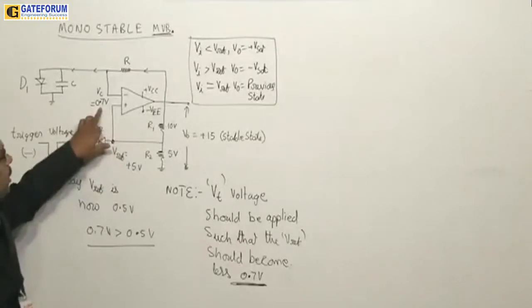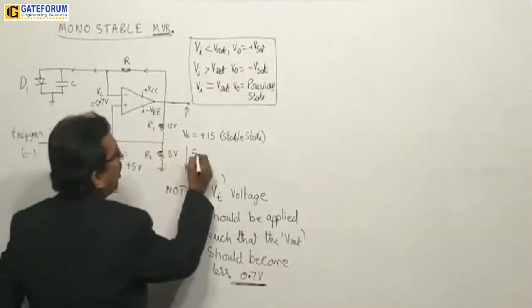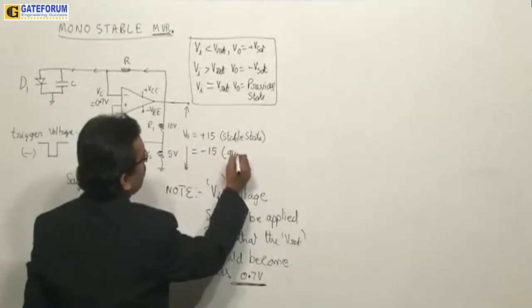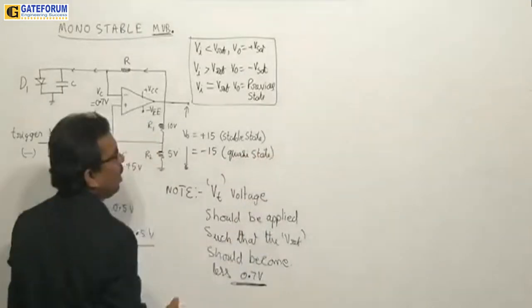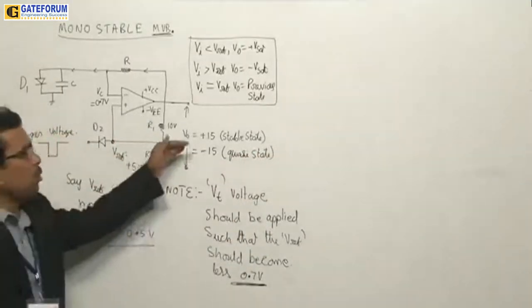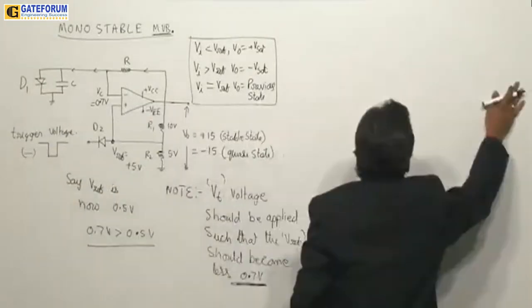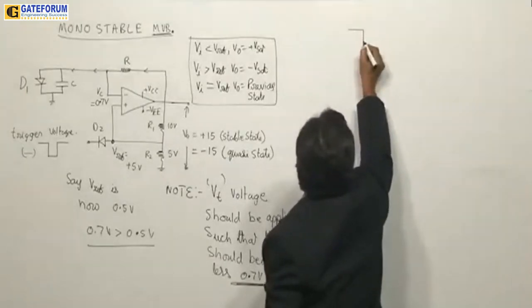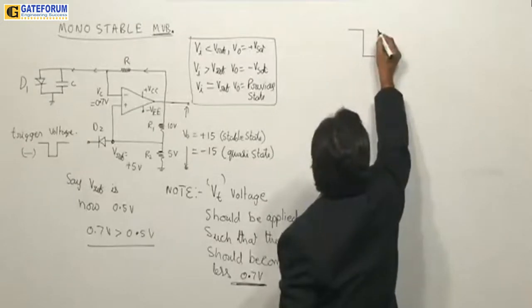In this situation, the output of this circuit is going to change from plus 15 to minus 15. So this is the quasi stable state. It has now changed to a temporary state. You can see the diagram now like this. All of you carefully see how I am drawing this part.